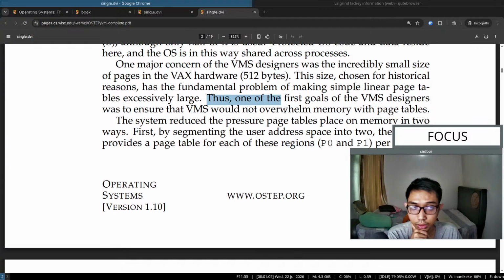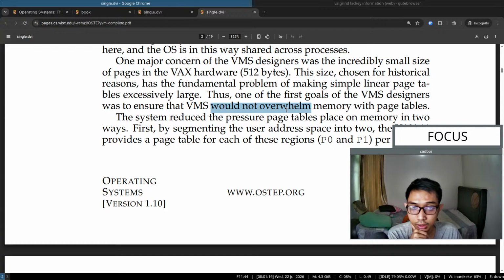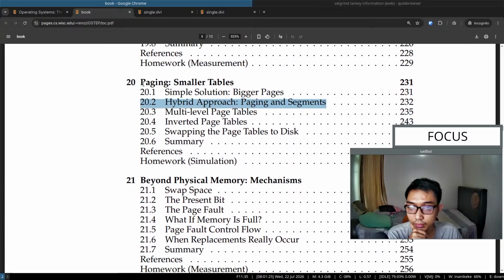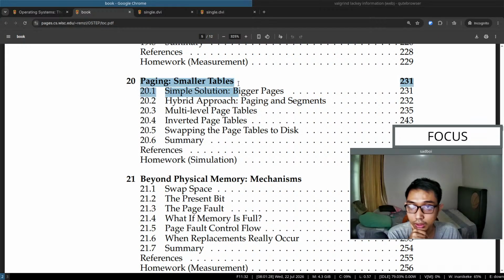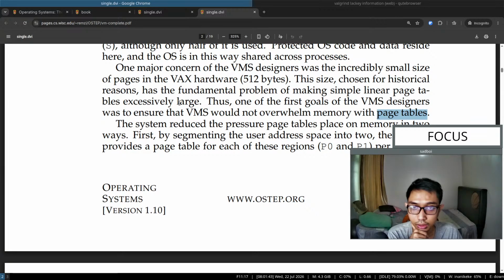Thus, one of the first goals of the VMS designer was to ensure that VMS would not overwhelm memory with page tables. We learn about this in chapter 20, in case anyone wants to revisit that. Basically a few solutions to make the page table not too large.